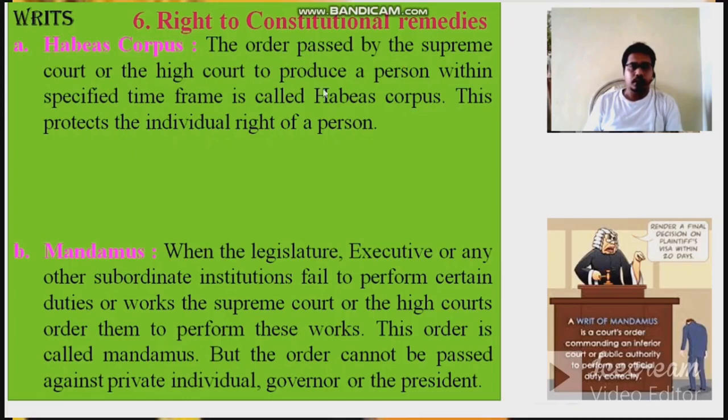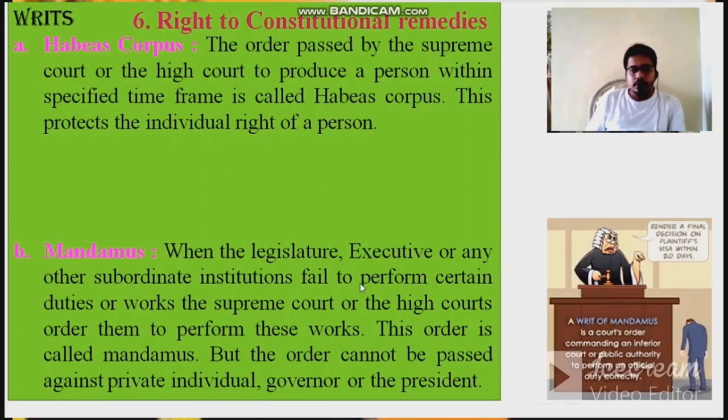The first one is habeas corpus. The order passed by the Supreme Court or the High Court to produce a person within a specified time frame is called habeas corpus. This protects the individual right of a person. If a person gets arrested by the police, within 24 hours that person should be submitted to court. When police arrest somebody, they file an FIR, first information report. Then within 24 hours, they have to present that person in front of court. That is called habeas corpus. Before presenting the person in front of court, they cannot take any action against that person.